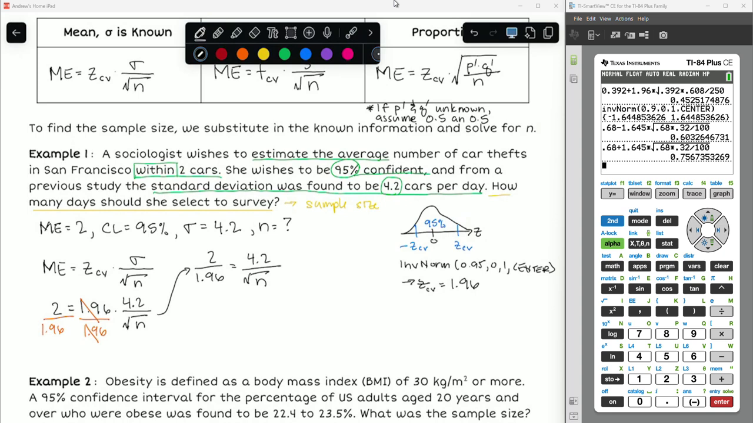I'm going to flip both of those fractions. I'm going to find their reciprocals. So the left side's going to become 1.96 over 2. The right side's going to become square root of n over 4.2. And that becomes less scary to me as a mathematician. I know how to undo division. Fraction bar is a division symbol. I just multiply by the denominator. So both sides by 4.2.